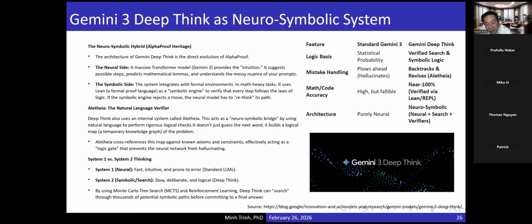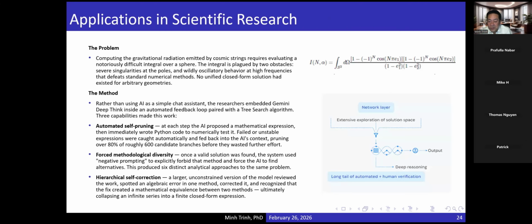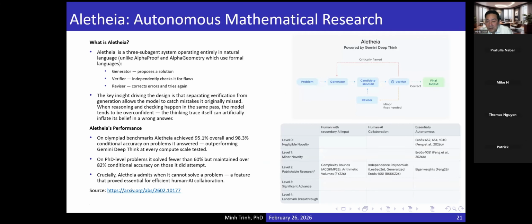So you see that now with Gemini Deep Think, and these new reasoning models, I believe all the reasoning models are going to use something similar now. Just to remind you of the system.